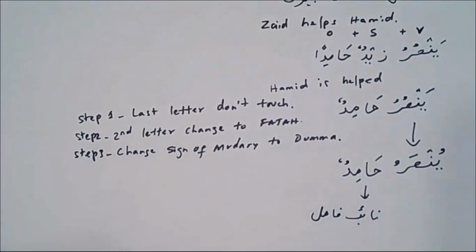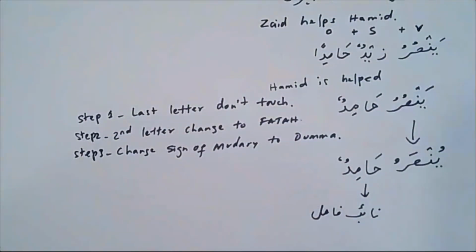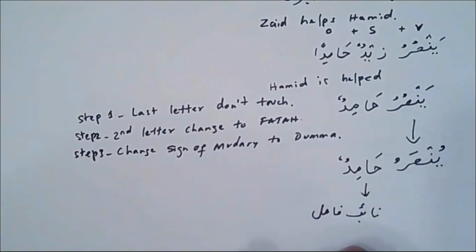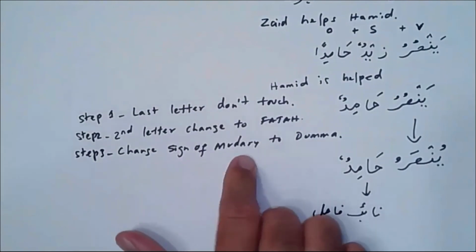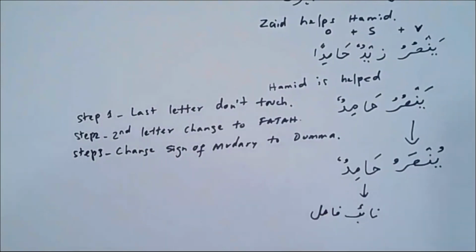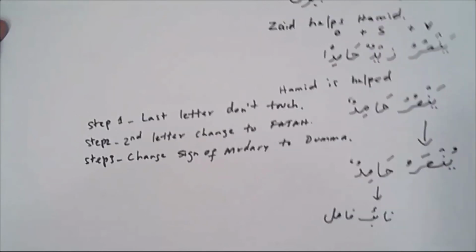So can we go over the rule again? For step number 1, the last letter stays the same, do not touch. The second letter will change into fatha. And the third is the change of sign of the Mudari, the alamat mudari, into dhamma. So can we also say Yun Sarohu if you want to drop Hamid? He was helped. We do not know who helped him, but he was helped. Is that okay? That is also possible, yes.